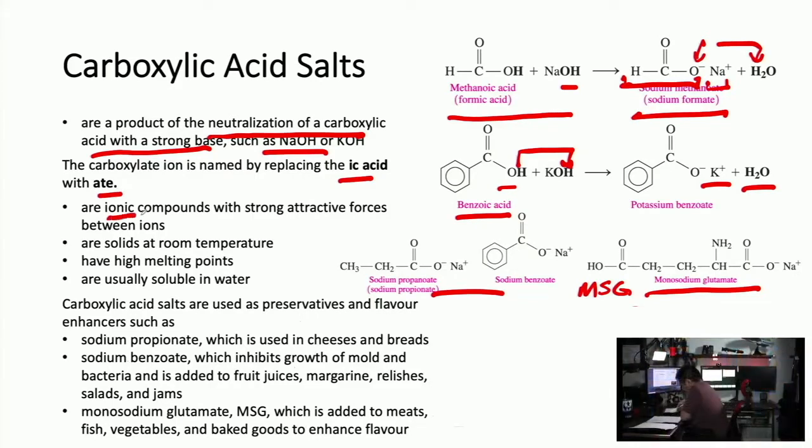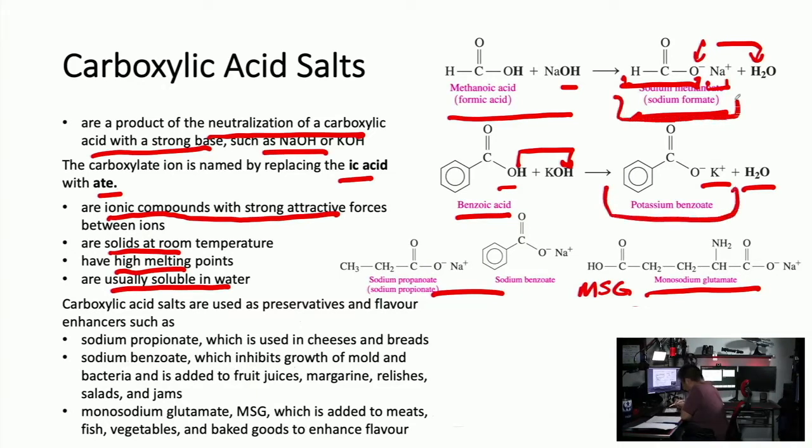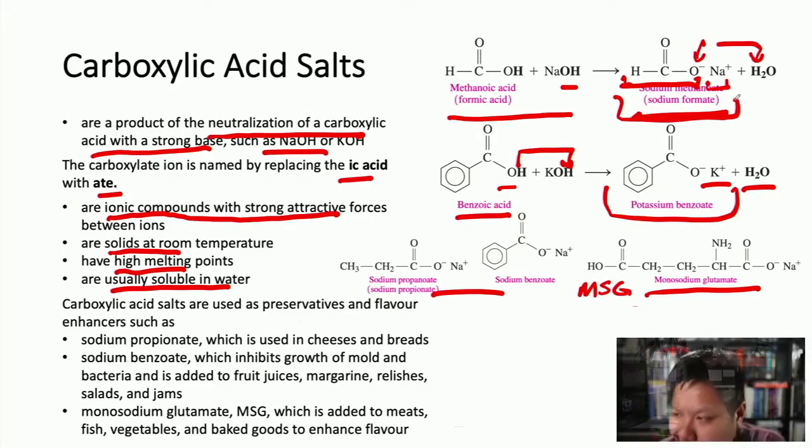Like I already said, ionic compounds get formed with strong attractive forces. These guys are all solid at room temperature. They have very high melting points, and they're usually soluble in water. Why? Because these ionic compounds, they are ionic, right? And they are very soluble in water because water is polar, and they are polar by definition because they're ionic.